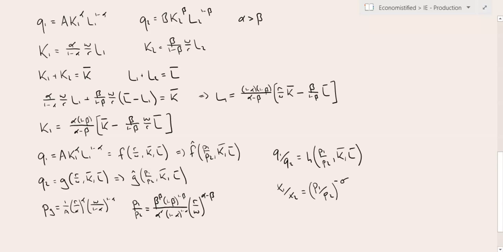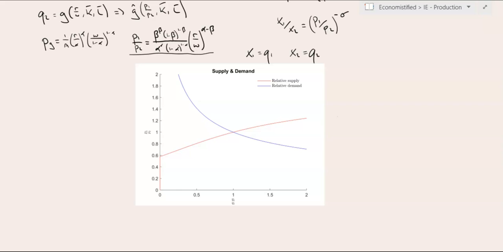So now using the market clearing condition in goods markets that X1 is equal to Q1 and X2 is equal to Q2. In other words, the supply and demand for each consumption good is equal in both sectors. I can use these two expressions, which again I haven't derived for supply because it's a really complicated expression and it's not particularly enlightening. I can combine these to find the equilibrium relative price and the equilibrium relative quantity. And this is exactly what I've done here.